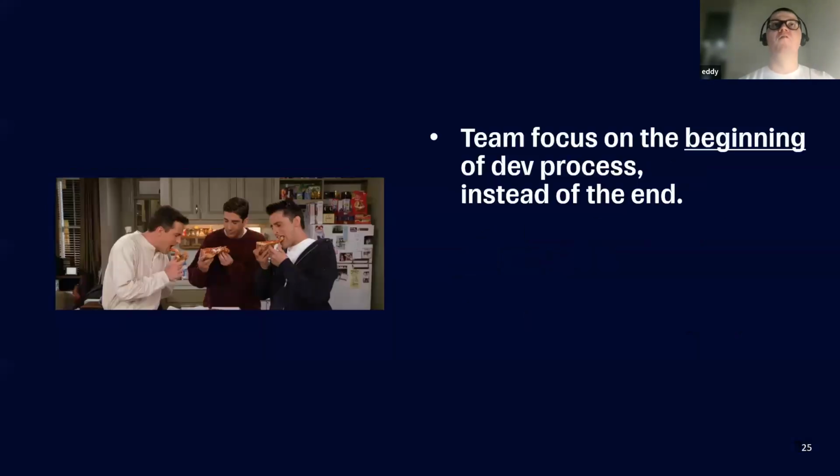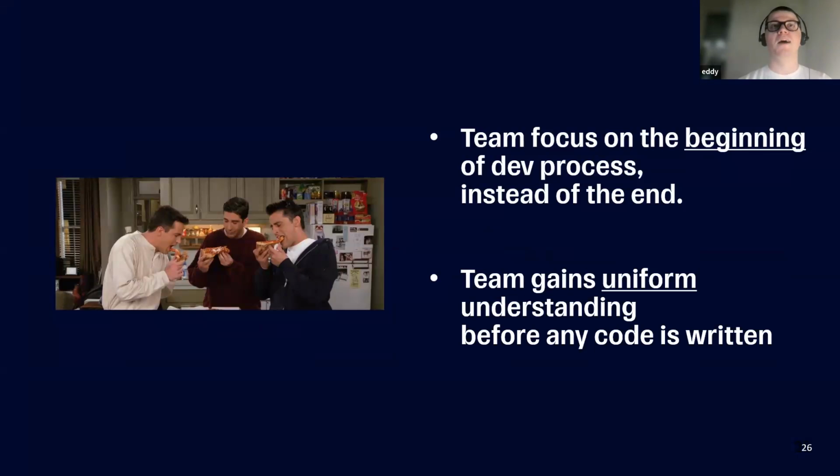And the team focuses on the beginning of the development process instead of the end, because the result is already predicted by a well-specified task. And the team gains uniform understanding before any code is written. And that is the crucial point. I mean, from my experience, it is really a crucial point because everyone has the same understanding of a very complicated task. So it's really important we don't bring bugs to the end of the process and we discuss them in the beginning. So this is like the theory part.